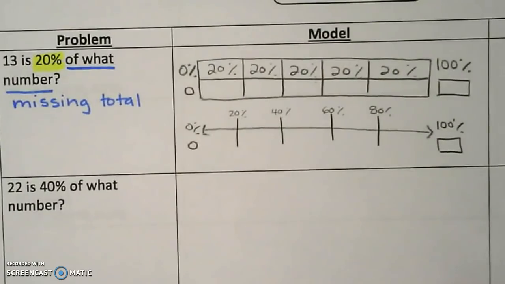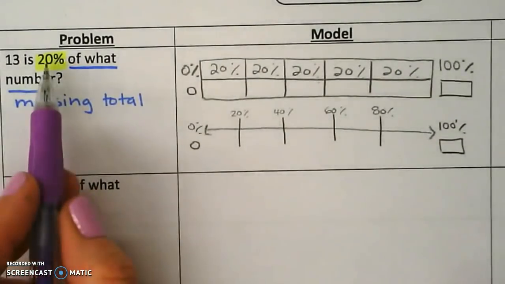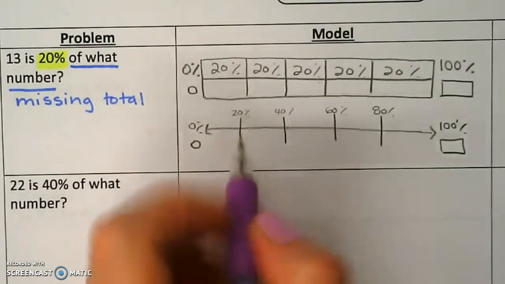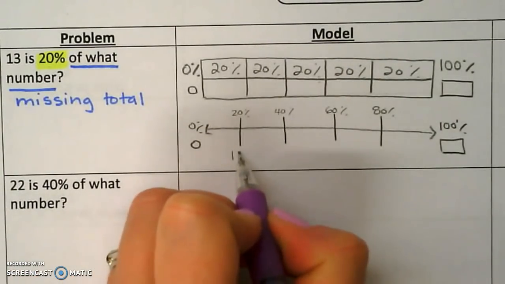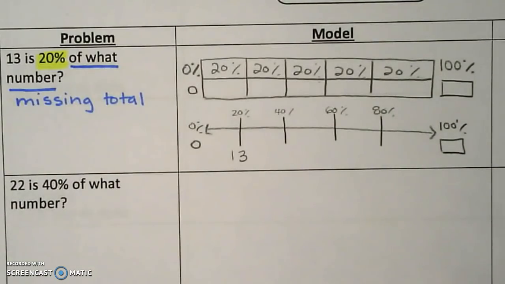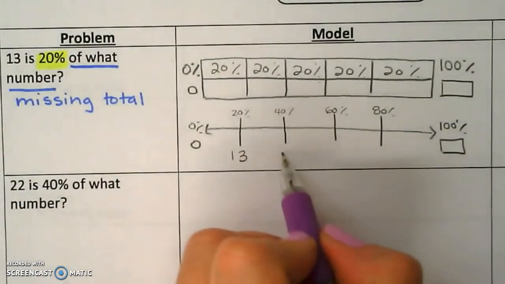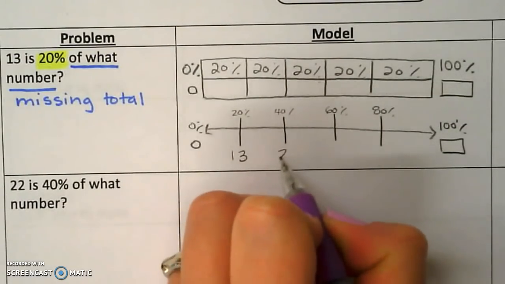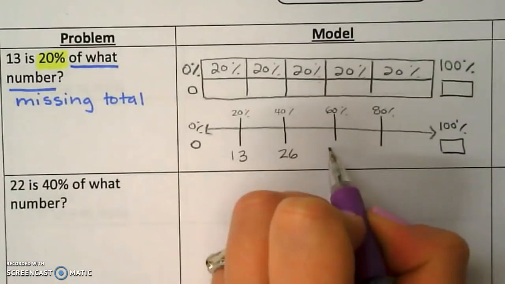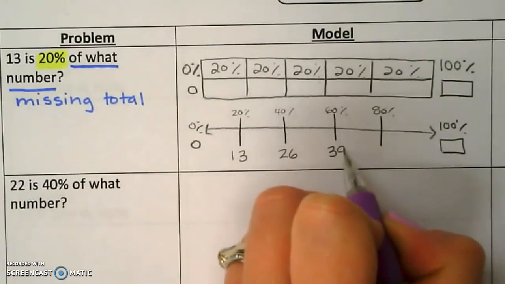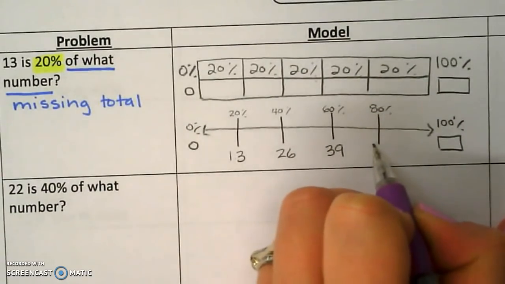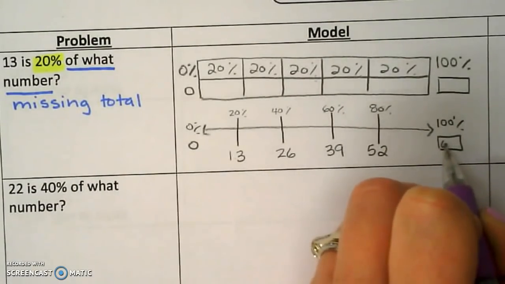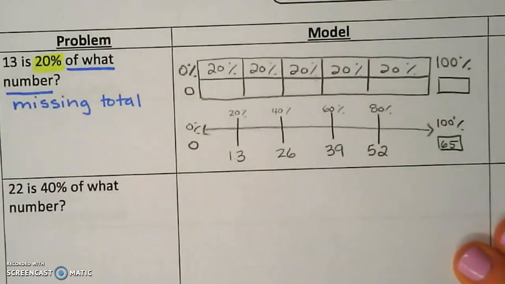Now the problem tells me that 13 is 20% of something. So if you're using the number line, we're going to have 13 right there. And every time we go up, we're going to add 13 more. So 13 plus 13 is 26. 13 more is 39. 13 more is 52. 13 more is 65. So there's my total.